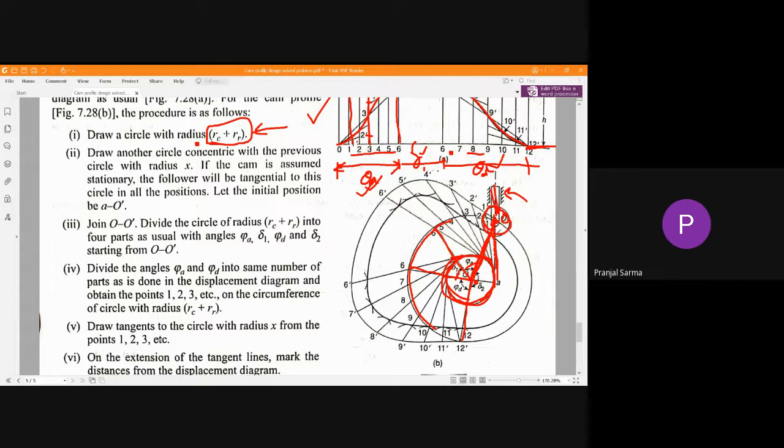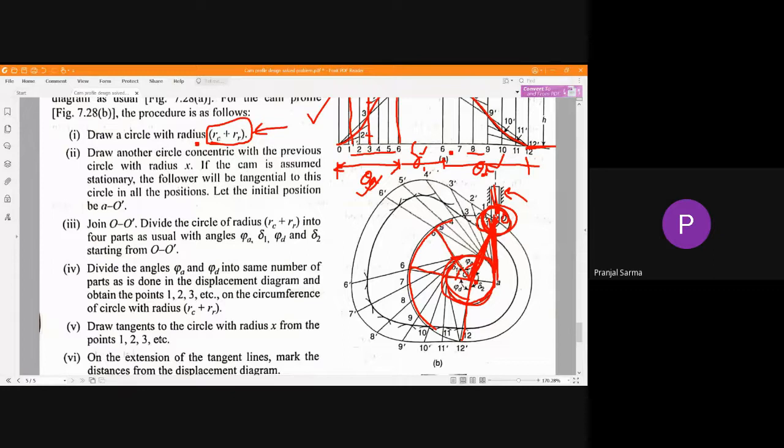Now we'll consider the initial position of the roller follower to be vertical to this particular line, this one. Considering this tangent, we draw the roller here, taking whatever is the roller radius. After that, the center of the roller will be joined with the center of this circle, and we'll consider this line as the baseline. And whatever this theta a, delta 1, theta d, etc.